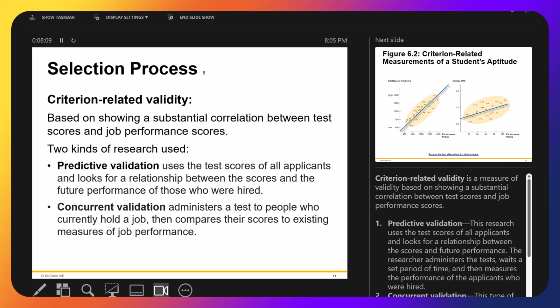Criterion-related validity. Based on showing a substantial correlation between test scores and job performance scores. Two kinds of research are used. Predictive validation uses test scores of all applicants and looks for a relation between the scores and the future performance of those who were hired. Concurrent validation administers a test to people who currently hold a job, then compares those scores to existing measures of job performance. A lot of times you're going to use predictive validation when you're trying to hire people. Concurrent validation is one that you use primarily when you have people who are already on board, maybe possibly seeking promotions.